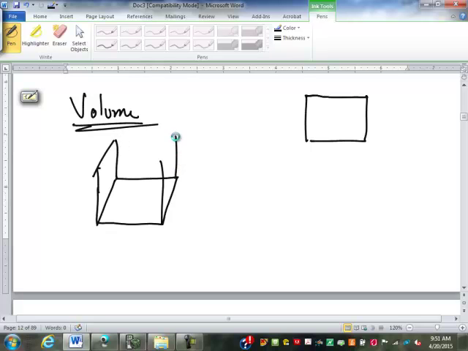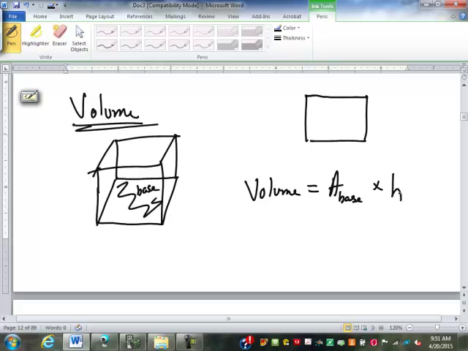And if we started out with an area that was a rectangle, of course, it creates a box. And the volume is equal to the area of that original piece. We call that original piece the base. So it's the area of the base times the height, or whatever distance it was that we moved it through.